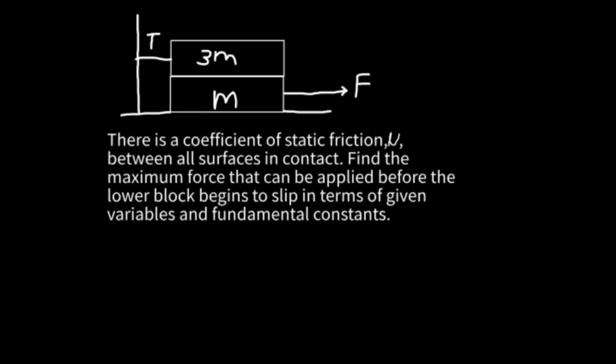Alright, here's another AP style question. I really encourage you to try to start doing these problems on your own and then coming back to the video to see if you got it right. So this time we're told to solve in terms of given variables and fundamental constants. That just means any variables that are in the block of text or on any diagrams that you're given. And diagrams are super helpful. Always, always, always analyze the diagrams carefully. So we want to find the maximum force that can be applied before this lower block starts to slip.